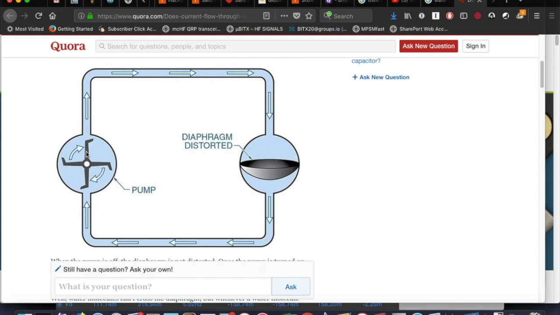So if this pump is pushing, it's distorting the diaphragm here. It's pushing it. It can only go so far though. But when we're talking about alternating current, it starts pushing the other way, so the diaphragm can flex back and forth, and it can allow, effectively, a current to flow, even though no water is actually flowing all the way through.